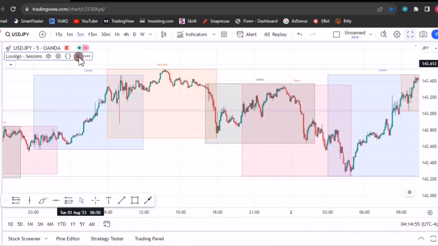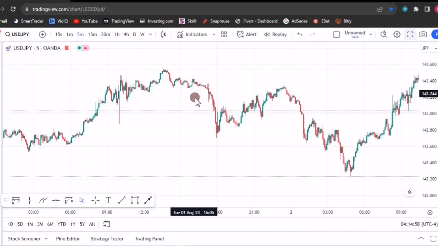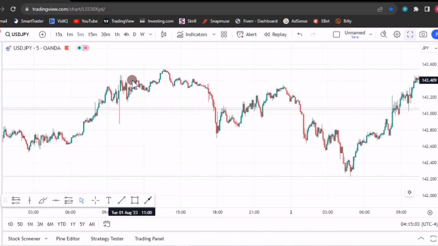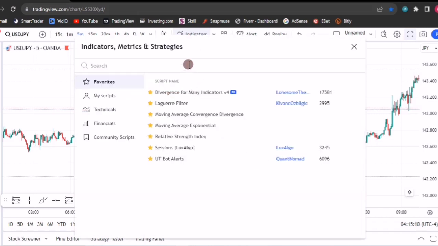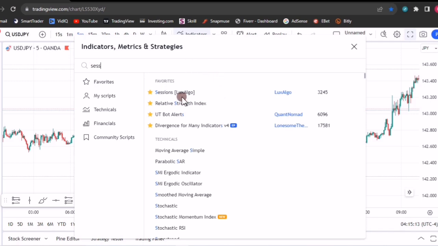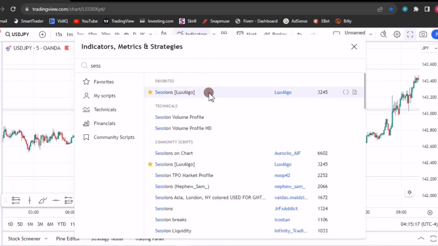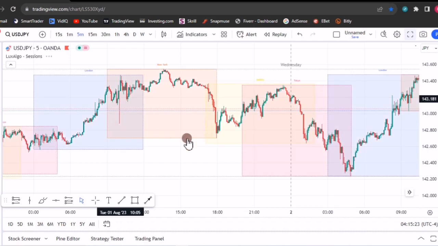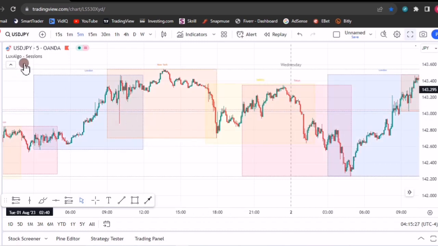Let me just start from the beginning. I am on TradingView. If you are on mobile, I will tell you what you need to do. On TradingView, go to the indicators and type in sessions. Someone said he couldn't find the sessions indicator. This one, Sessions by LuxAlgo. I don't know how, but this is a free indicator on TradingView. This is how it's going to appear. Let's go to the settings.